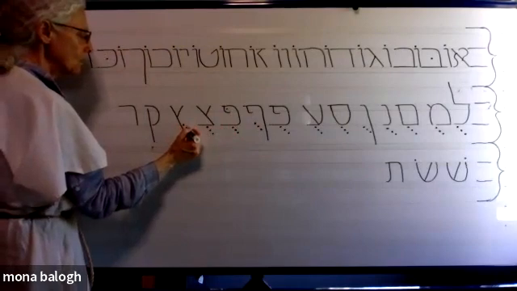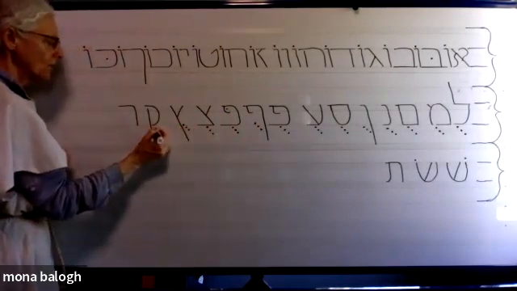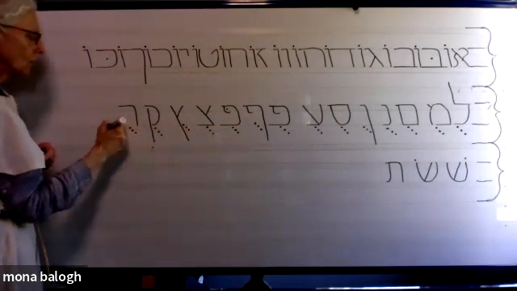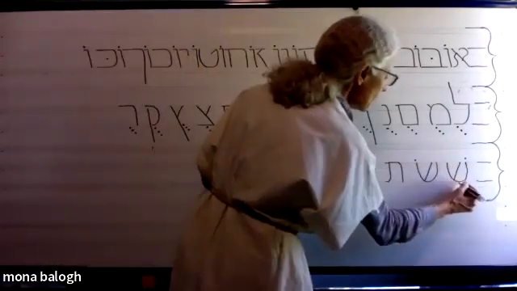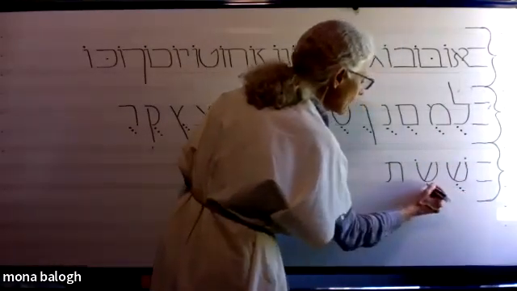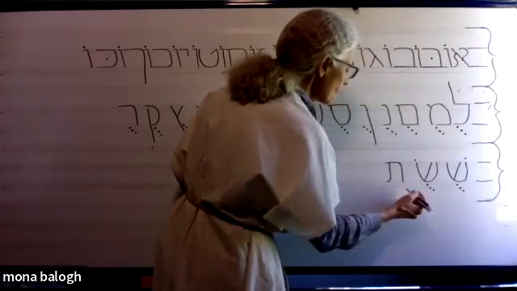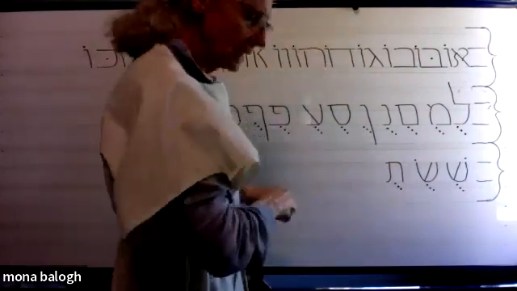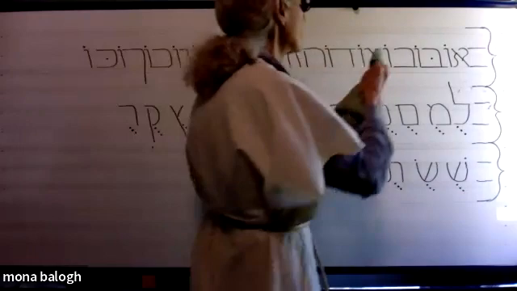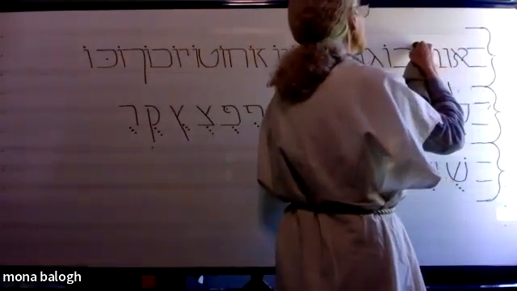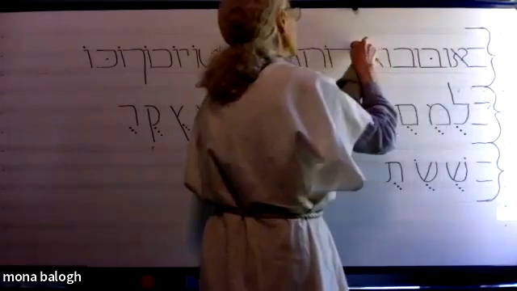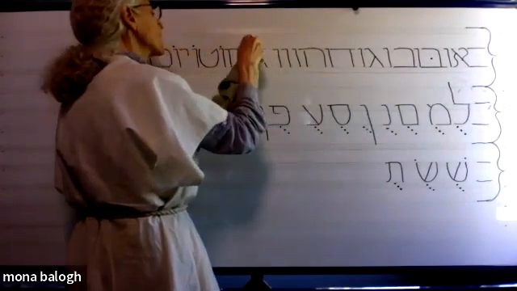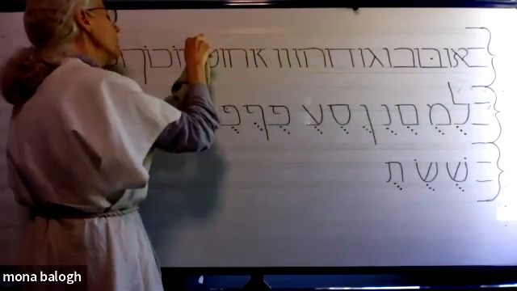Sadi sofit, kubutz, su. Kuf, kubutz, ku. Resh, kubutz, ru. Shin, kubutz, shu. Sin, kubutz, su. Tav, kubutz, tu. And lastly, we're going to do the last vowel. There are 13 vowels. I'm going to do this top here. Erase the Holam, but keep the vav, because the last vowel is a vav u.